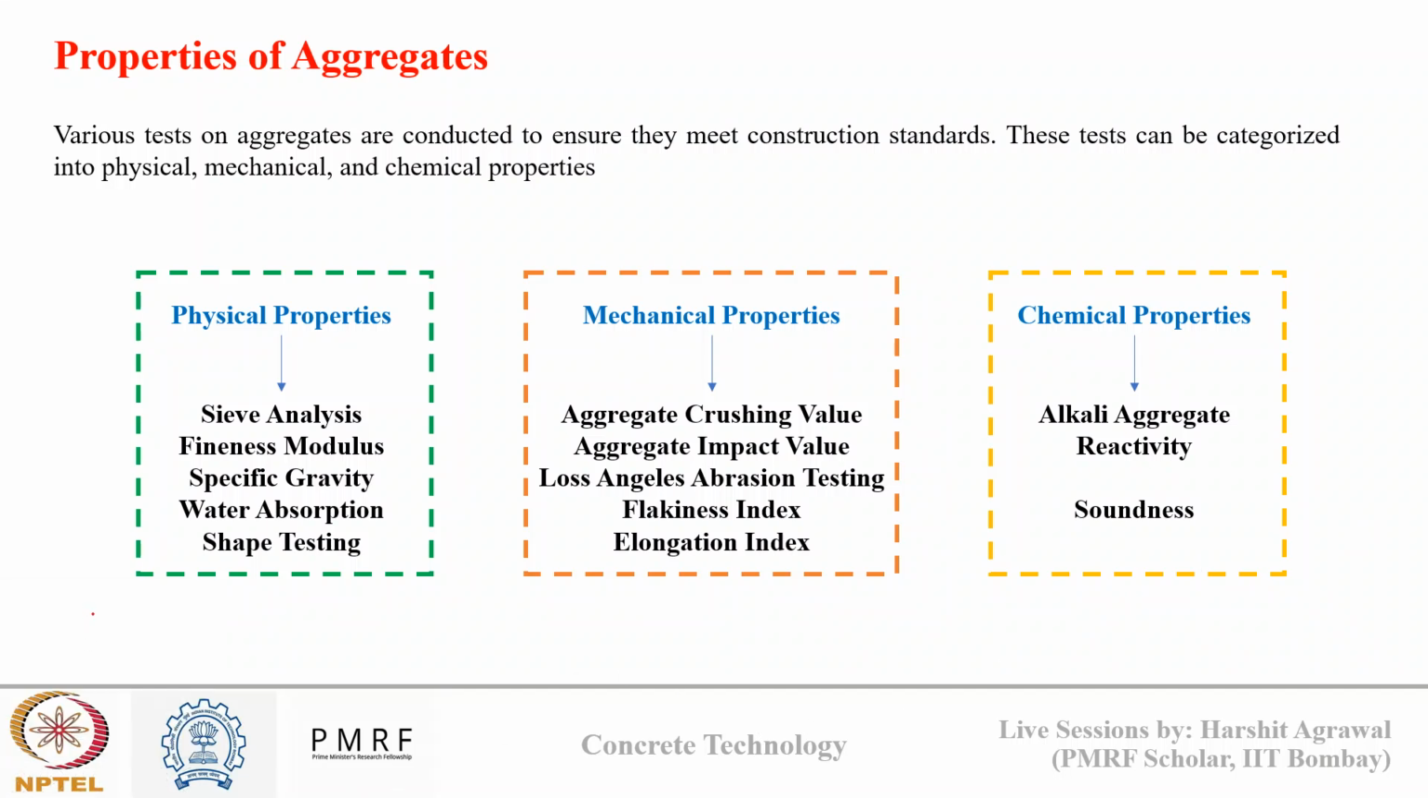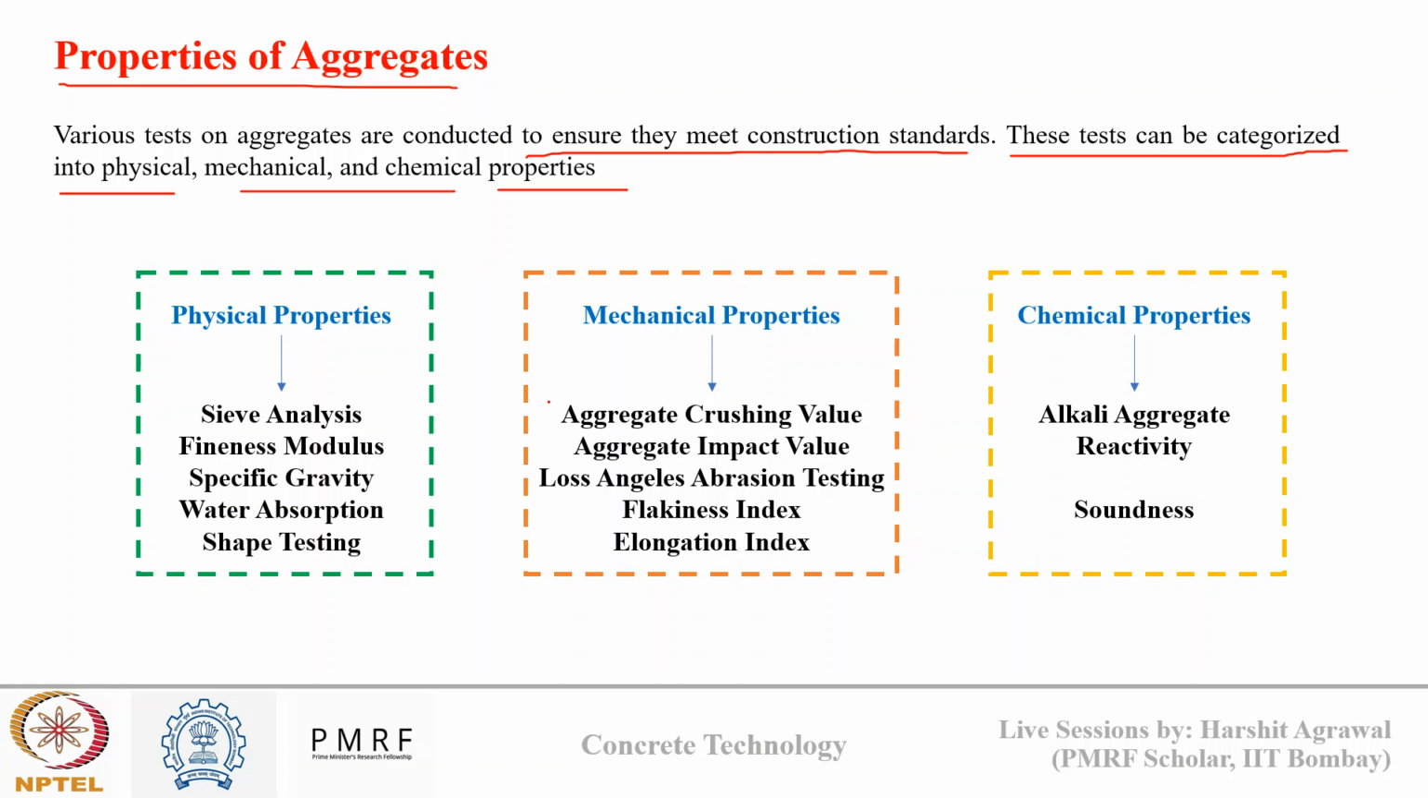Now, moving ahead, we have properties of aggregate. Like we discussed in cement, we will discuss the properties of aggregate. Various tests on aggregates are conducted to ensure that they meet construction standards. And these tests can be categorized into physical, mechanical, and chemical properties.